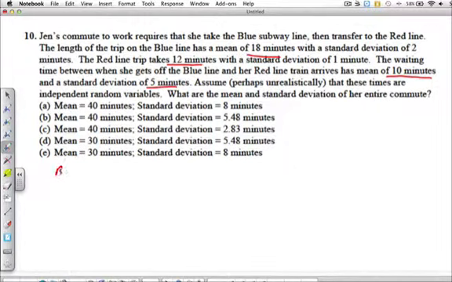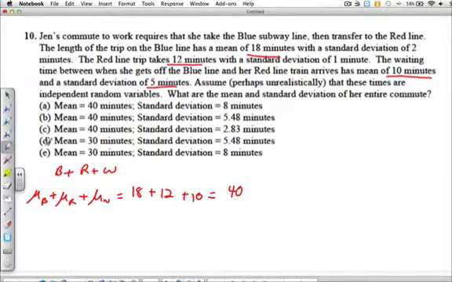So what we want is the blue line plus the red line plus the wait time. Oh, but since I'm adding random variables, I can add their means. The mean of blue plus the mean of red plus the mean of W. Oh, that's just going to be 18 plus 12 plus 10. That looks like it's about 40. So now we can eliminate D and E.